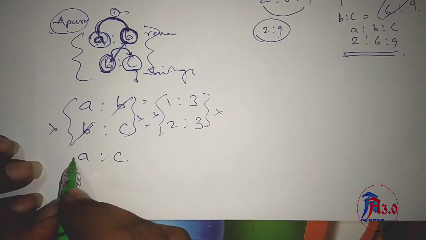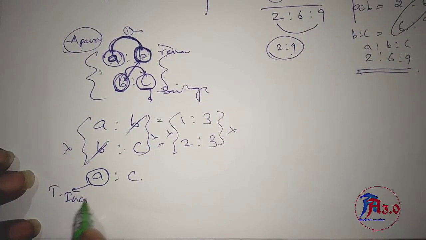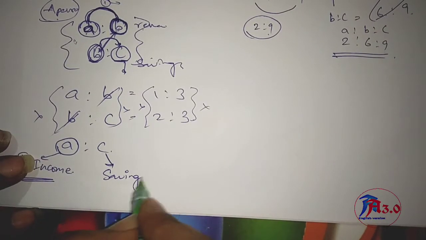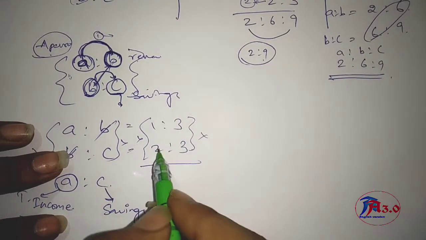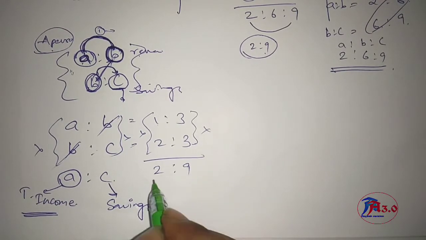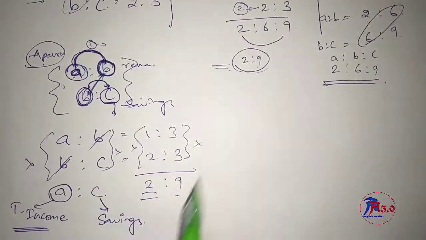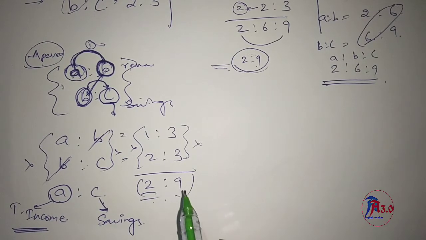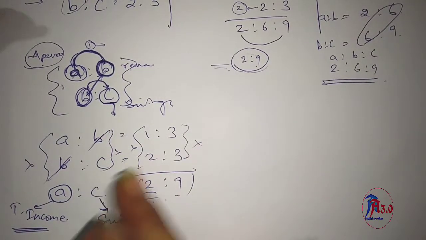What are these values? If you see this concept, this is his total income, and this one is his savings, isn't it? So here, things get cancelled. 2 into 1 is 2 and 3 into 3 is 9. So what was the value of a is to c here? In this condition also you will get a is to c as 2 is to 9. So by using this concept we are going to solve the previous question.